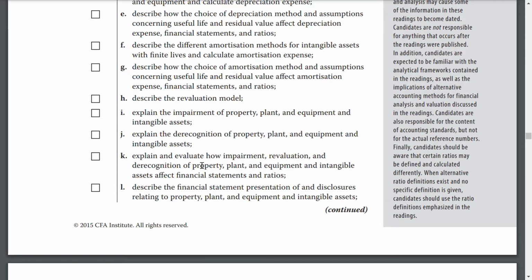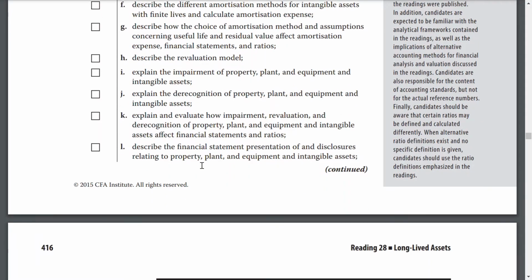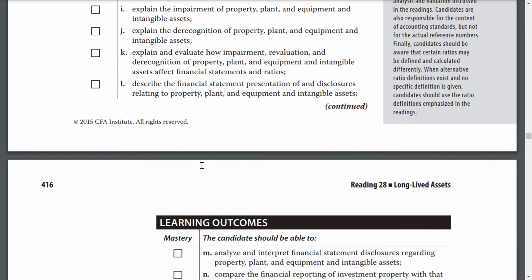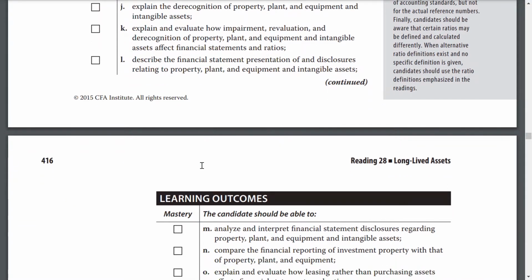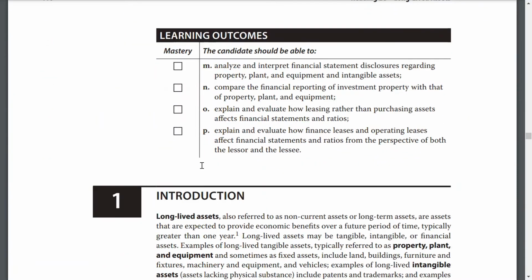Explain the derecognition of property, plant, and equipment and intangible assets. Explain and evaluate how impairment, revaluation, and derecognition of property, plant, and equipment and intangible assets affect financial statements and ratios. Describe the financial statement presentation of disclosures relating to property, plant, and equipment and intangible assets. Analyze and interpret financial statement disclosures regarding property, plant, and equipment and intangible assets.